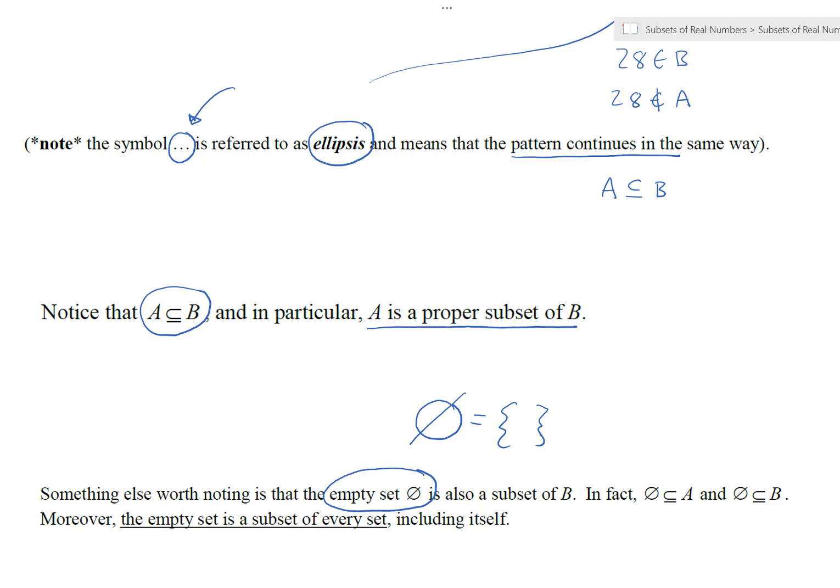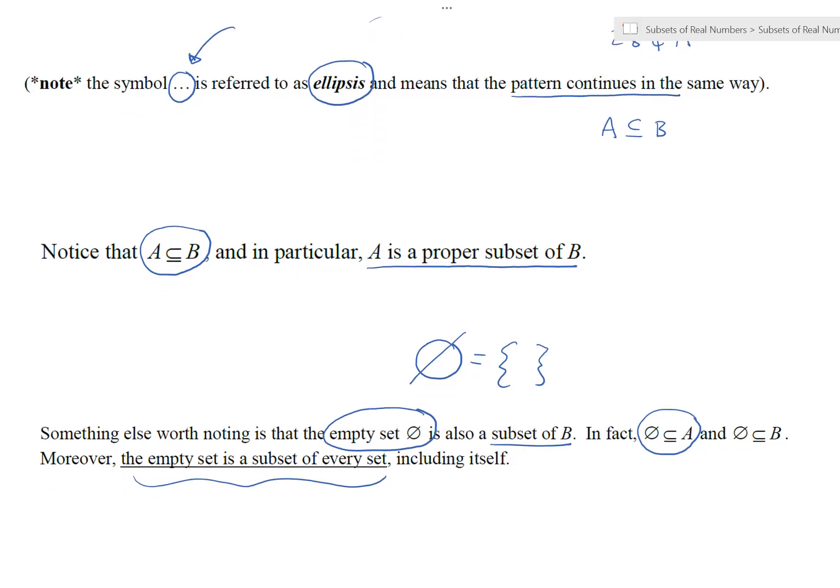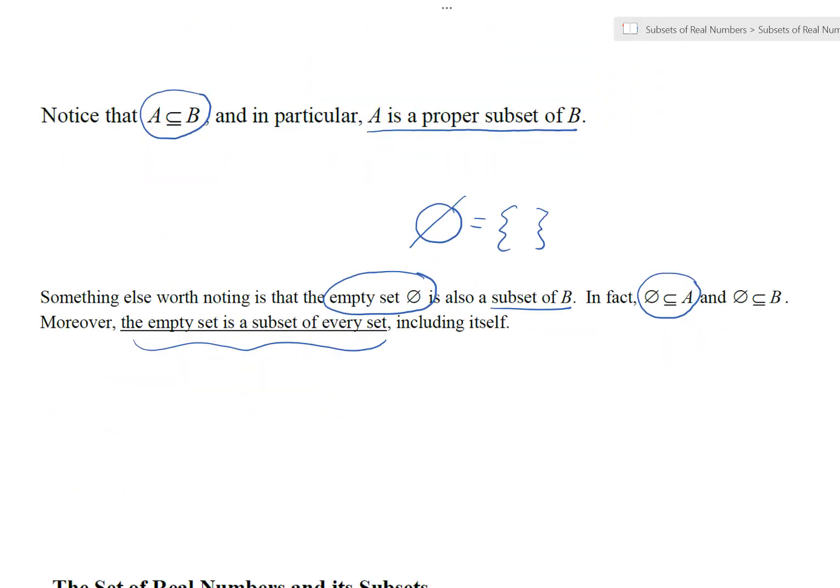This is also a subset of B. Why? Because it has nothing in it, and nothing is in B. And in fact, not only is it a subset of B, but it's also a subset of A, because A is a set. Sets always contain the empty set as a subset. That's what's stated right here. The empty set is always a subset of every other set, including itself, since, of course, the empty set is the empty set.